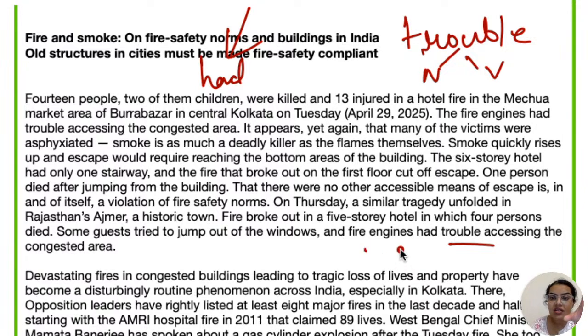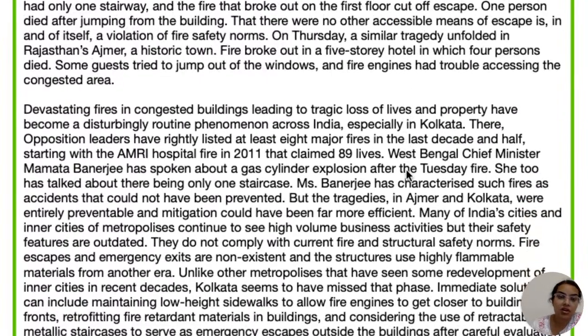The fire engines had what? They had trouble. I had a car. He had two puppies. So when I say this had or have, just that word as the main verb, it means the sense of possessing something. So what did the fire engines have? They were facing trouble. That is what we wanted to say. So this is absolutely correct. This is the correct form that we have used here. So be careful whenever you come across such words which belong to multiple parts of speech.